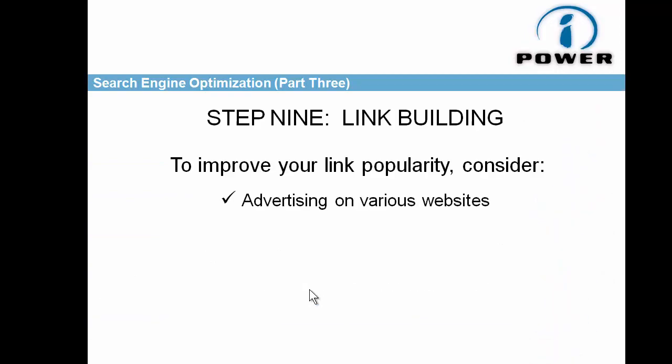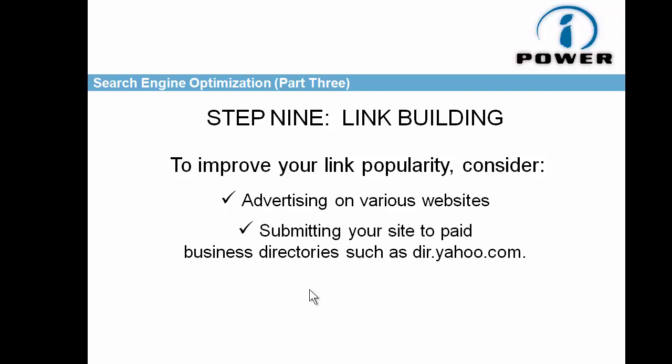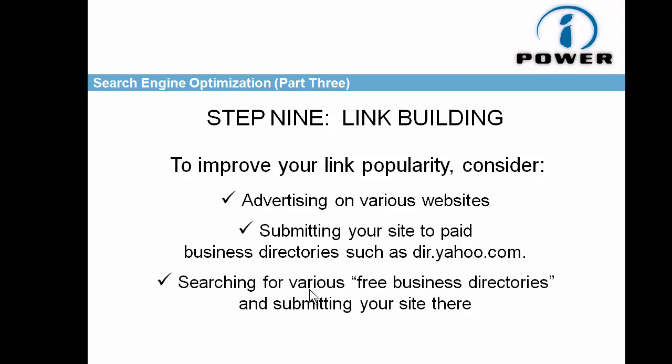Then there are more strategies. For example, you might want to advertise on various websites, like newspapers, industry association websites and so on. And then you might want to pay to directories, certain directories like Yahoo, directory.yahoo.com. They will charge you $299 US, but that will be one more link toward your website, which is once again very important. Or you might want to search on Google and type in free business directories and see if there are directories that don't even charge anything for you to be included. There are quite a few free business directories that will add your URL in their database.